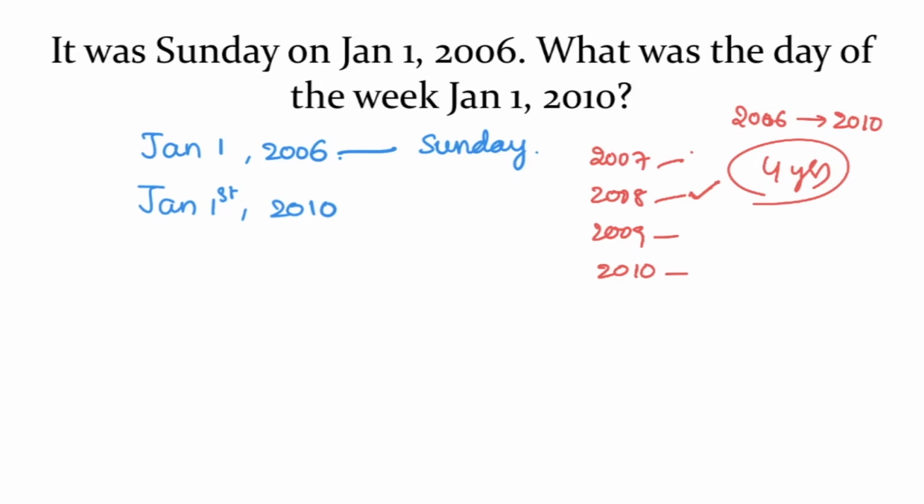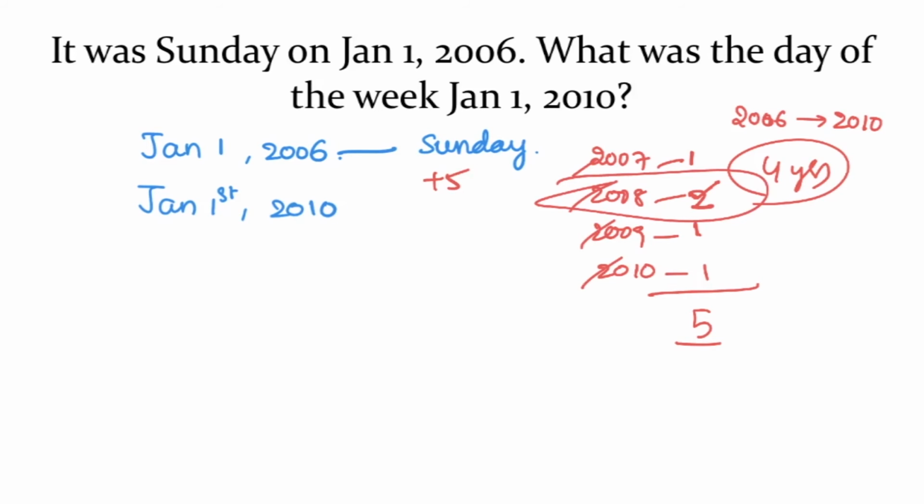That's why we add 1 odd day, 2 odd days, 1 odd day, 1 odd day. Together 1 plus 2 is 3, 4, 5. We add 5 odd days. There are 4 years in between, 2007, 8, 9, 10. Out of them, 2008 is a leap year, that's why 2 odd days are counted. So total Sunday plus 5: Monday, Tuesday, Wednesday, Thursday, Friday. Friday is the answer.